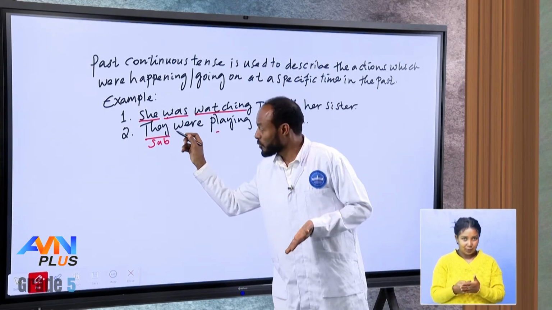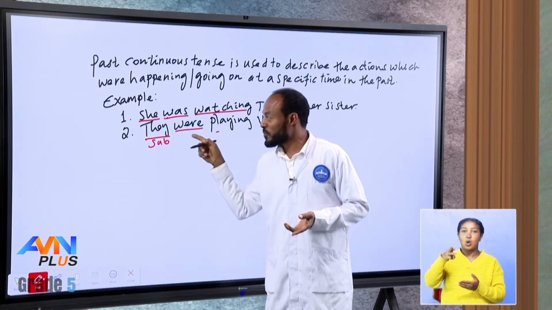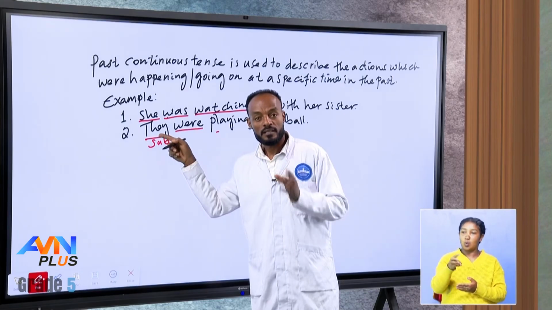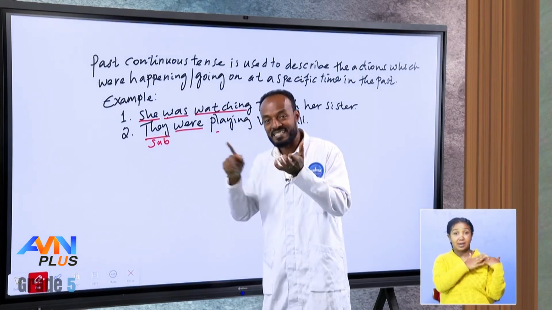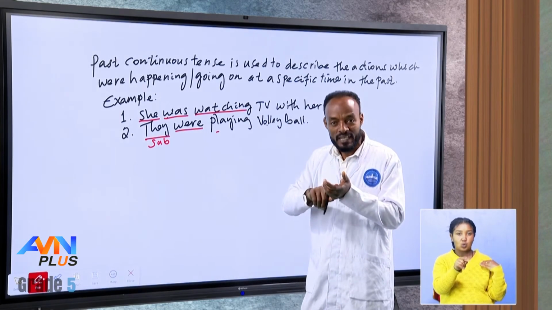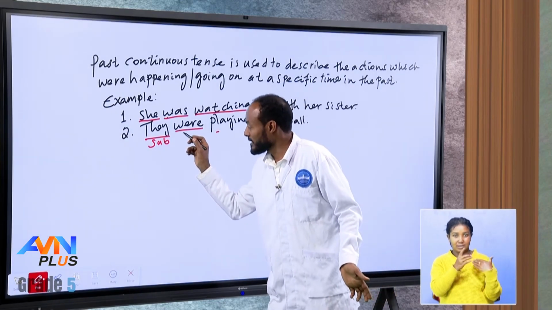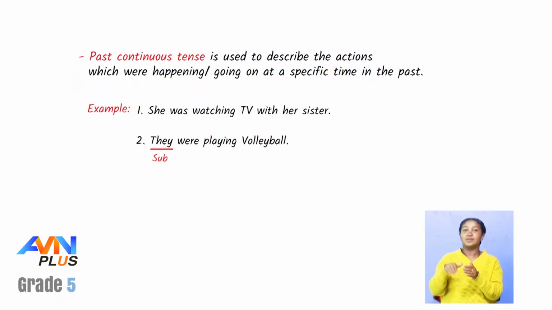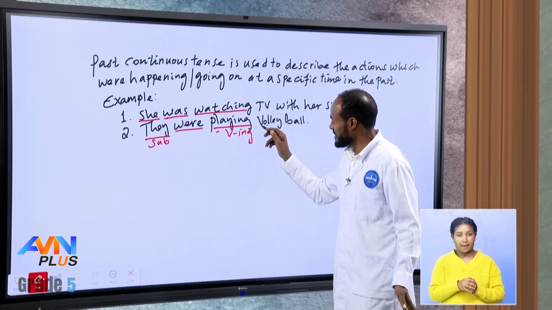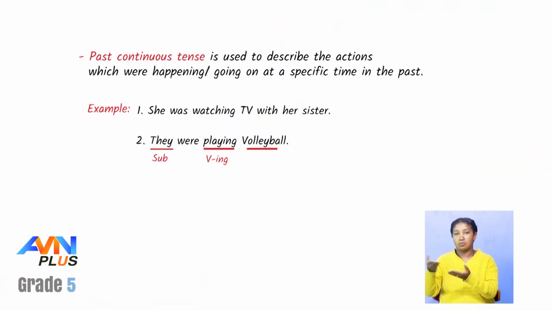What about they here? They is plural, two or more persons. So, what about were here? Were is used if the subject is you, we, they. So here is the subject, this one is were, then this one is verb-ing. What about this here? The object.